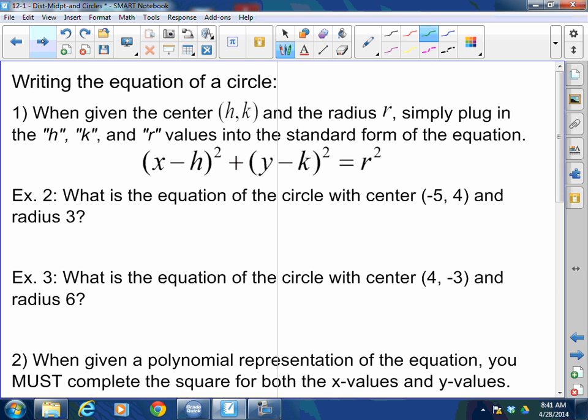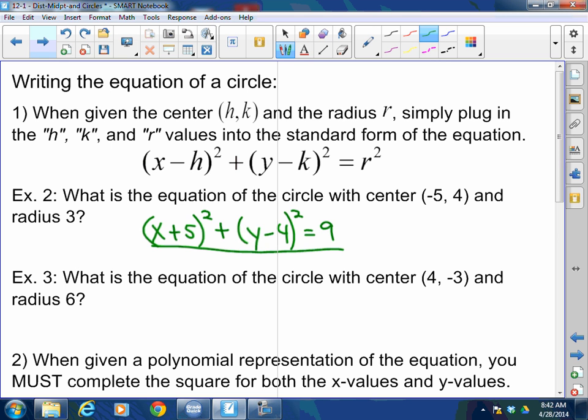For example, what is the equation of the circle with center (-5, 4) and a radius of 3? (x - h), so x + 5, squared, plus (y - k) squared equals r squared, which is 3 squared, which is 9. Done. If you know this formula, it's Mickey Mouse time. Easy peasy. Nice and simple.